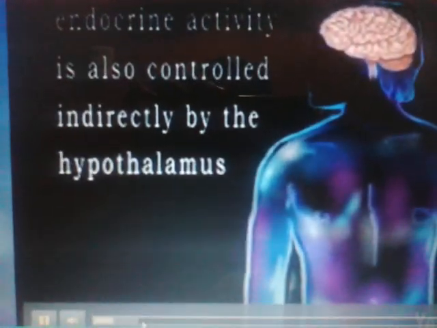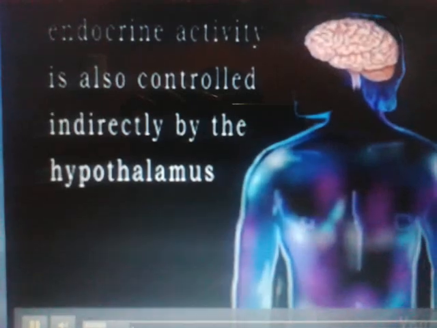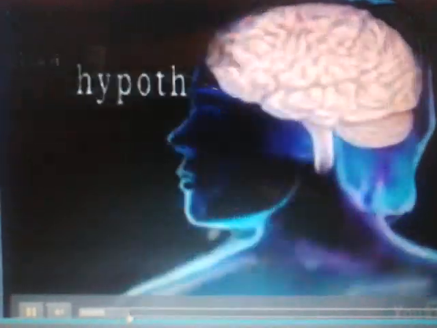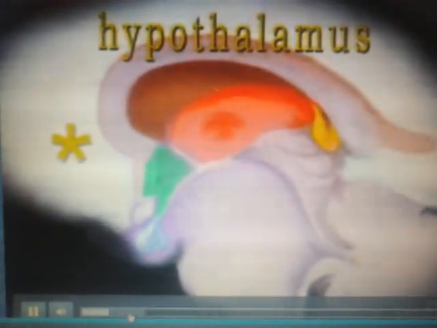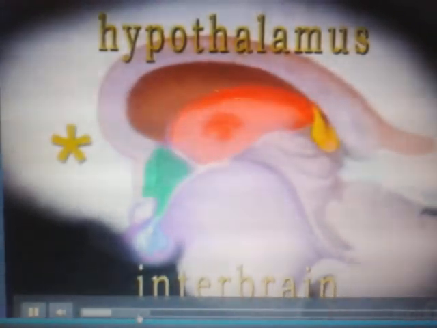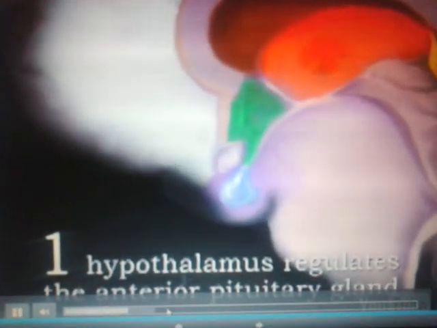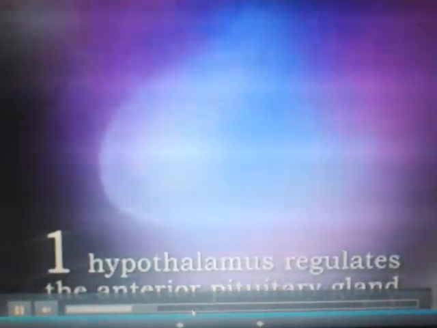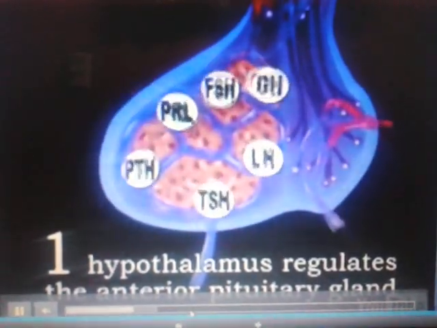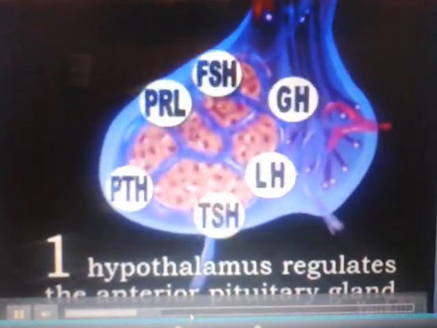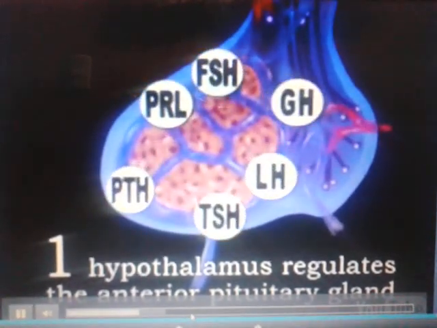Endocrine activity is also controlled indirectly by the hypothalamus, part of the nervous system located in the diencephalon or interbrain. This is based on negative feedback. The hypothalamus accomplishes this in three ways. One, the hypothalamus regulates the anterior pituitary gland by stimulating or inhibiting the production of pituitary hormones.